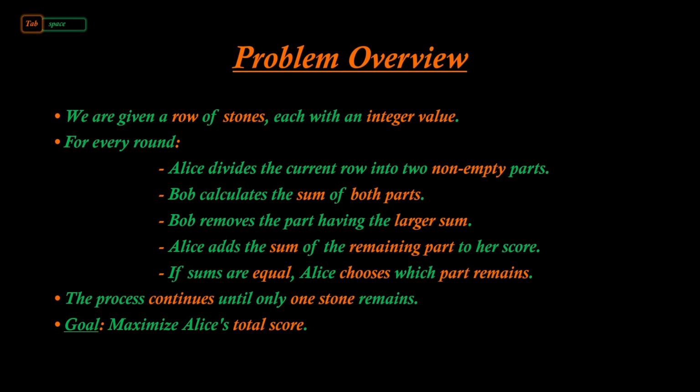There is one special situation. If the two sums are equal, Bob allows Alice to choose which side gets removed. Therefore, Alice can decide which side should survive. After that, the same process continues on the remaining stones. The game ends when only one stone remains. Our objective is to determine the maximum total score Alice can achieve by making the right sequence of splits.